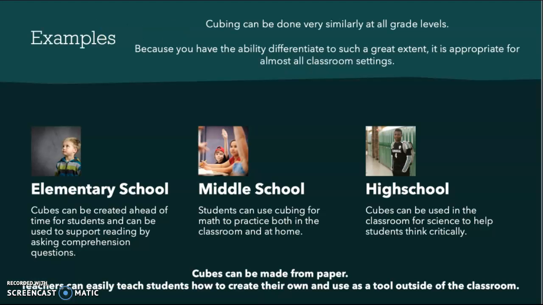So cubing can be done very similarly at all grade levels, and because you have the ability to differentiate to such a great extent, it is appropriate for pretty much all classroom settings. You could use it in basically any subject. So in elementary school, these are just some ideas that I came up with. Cubes could be created ahead of time, and students can use them for reading comprehension. So if they read a book and then they had the block, they could flip the block and it could say like theme, and it would have a question about theme that correlates with what they're learning at that time.